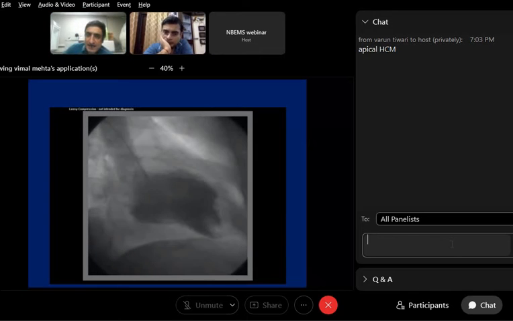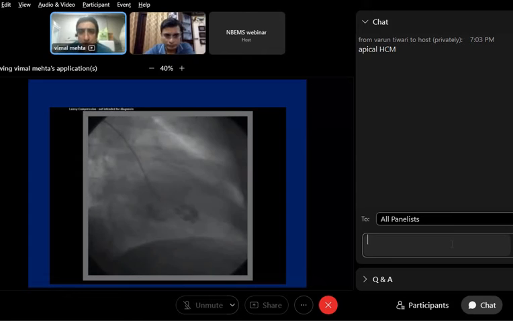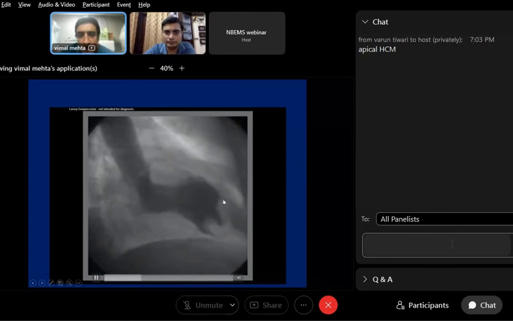It is akinetic, practically you can call it akinetic, agreed. Maybe a little bit disconnected, but it is akinetic, because the dye is not going over there at all. It's a huge thrombus. So what is the possible etiology actually? There are two questions. What is the possible etiology?